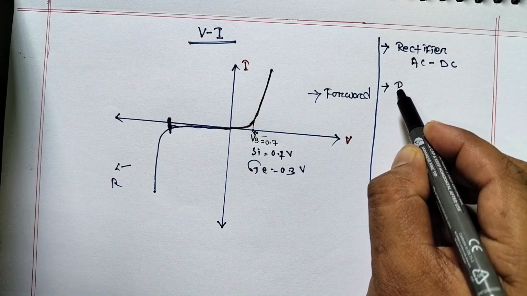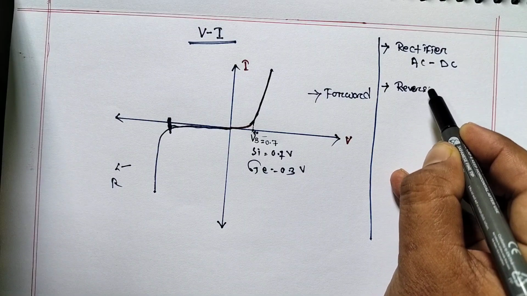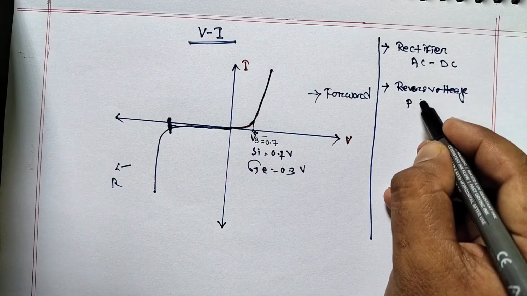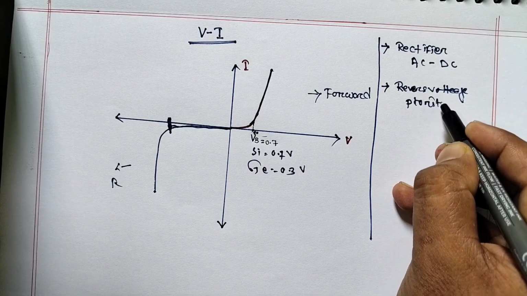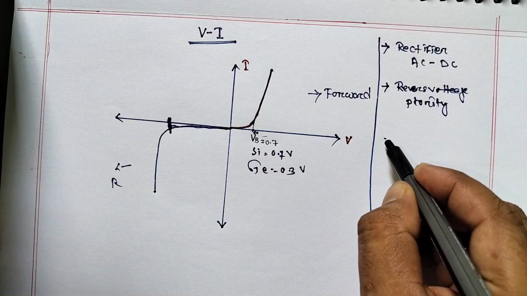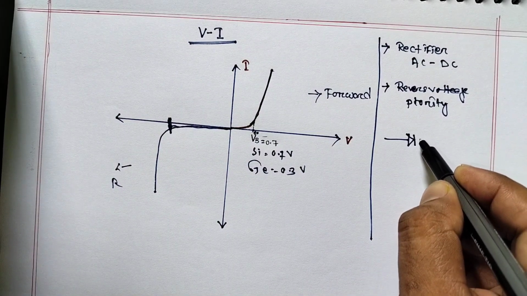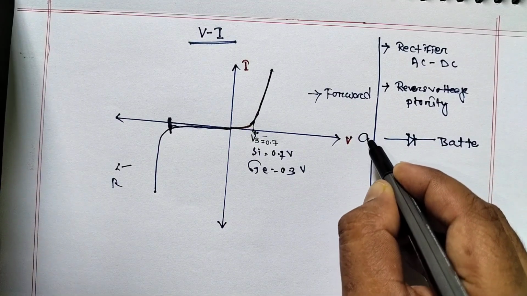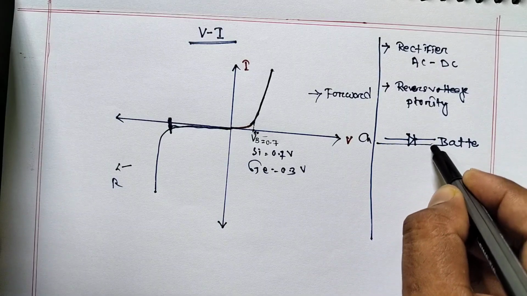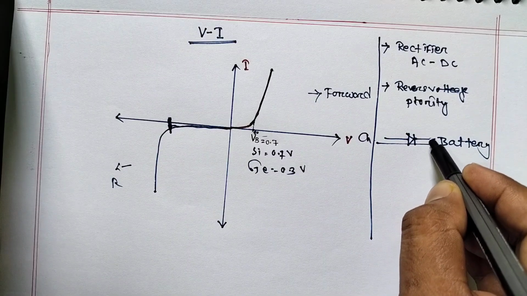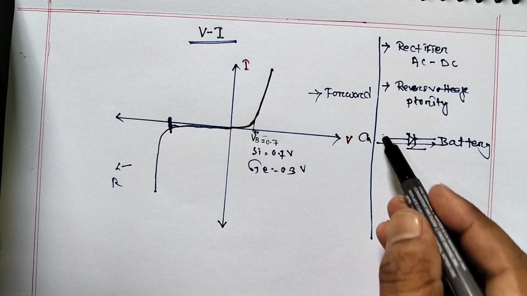Next, it can be used for reverse voltage protection, or reverse polarity protection. Suppose you see a charging circuit: sometimes the battery can send current back to the circuit, so for that reason we connect a diode like this. This is the charging circuit and this is the battery. When the charger itself sends current like this, it flows, but when the battery tries to send energy back, that is a reverse bias condition, so it will block and protect our charging circuit.